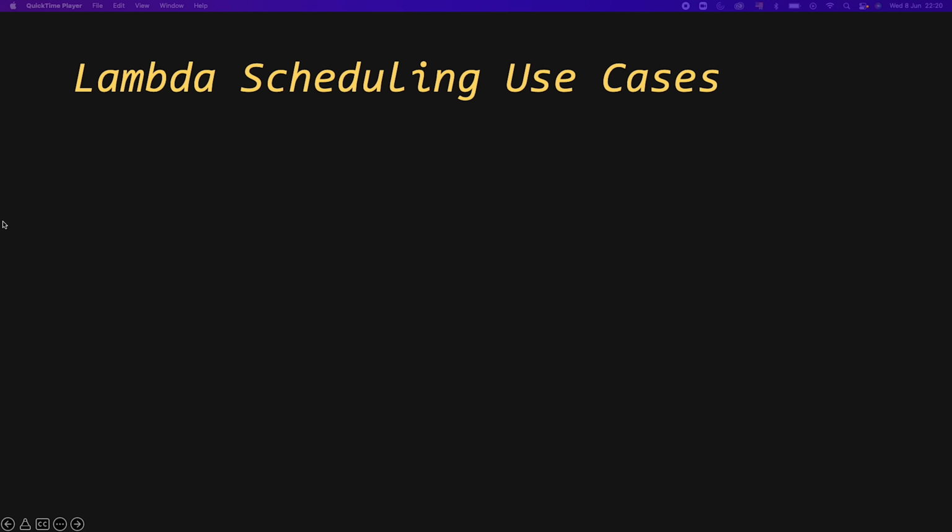In most of the architecture diagrams and use cases, Lambda is often triggered on some kind of event or invoked through API Gateway or ALBs. But there are certain use cases which are apt for Lambda scheduling also. First one is automated backups at the end of every day. So these backups can be your EBS drive backups, S3 data backups, or any other kind of backup which you deem necessary for your application.